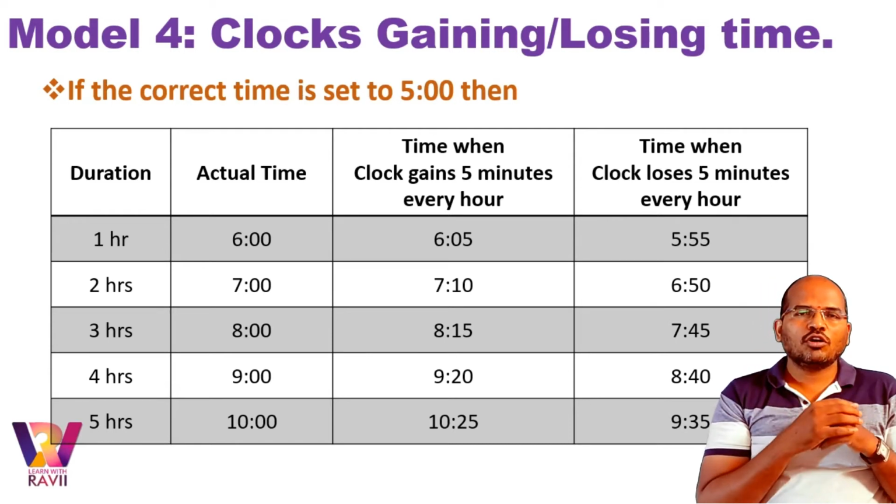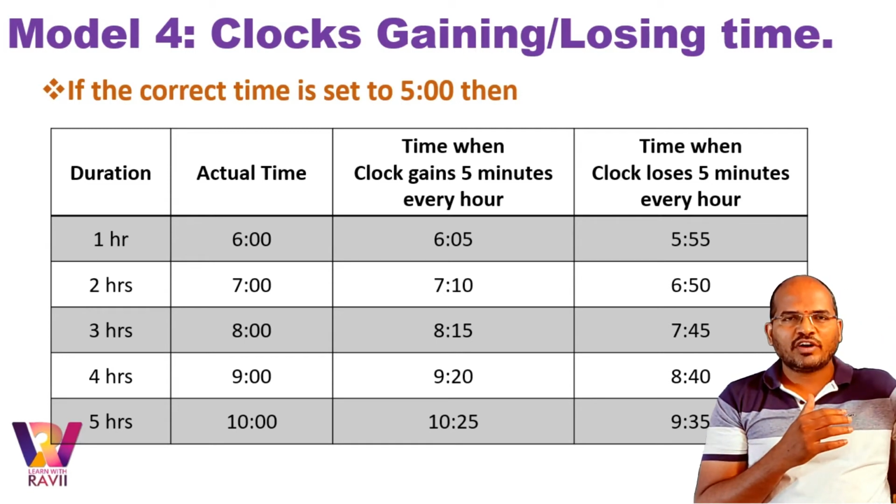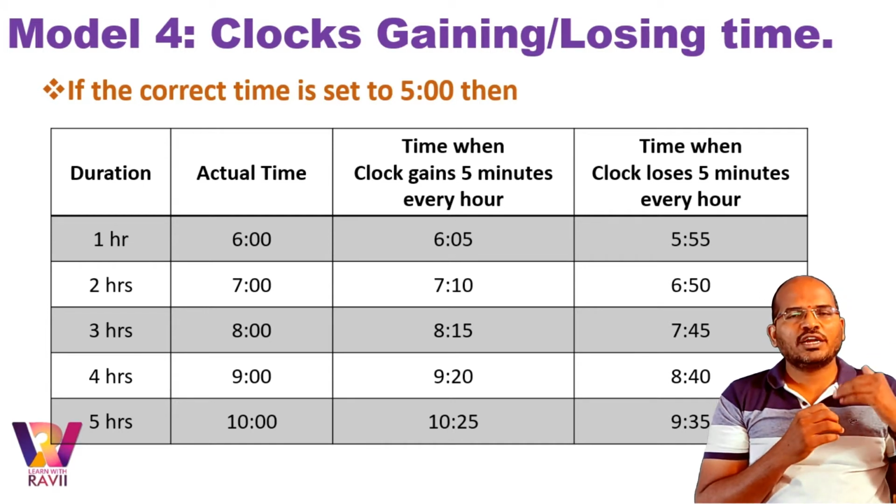Now coming to the faulty clock which loses 5 minutes every 1 hour. First hour 5, second hour 5. So 5 plus 5 is 10. So it loses 10 minutes. So 7 minus 10 would be 6:50. The same thing after 3 hours, 4 hours, 5 hours.